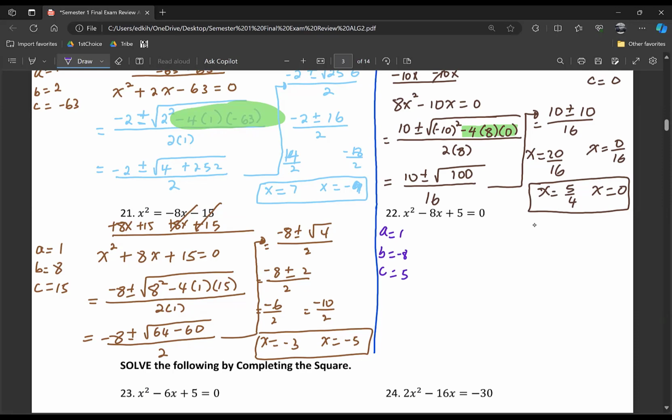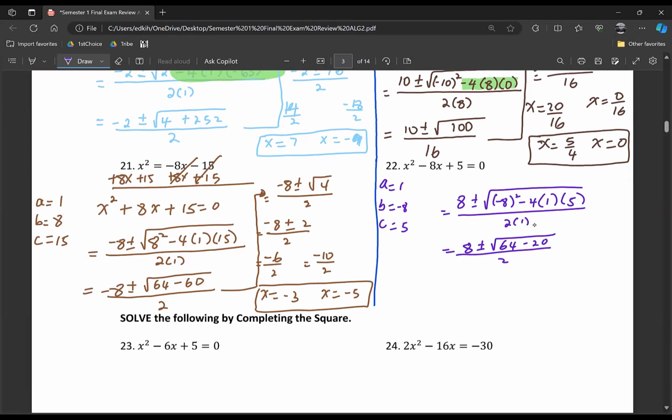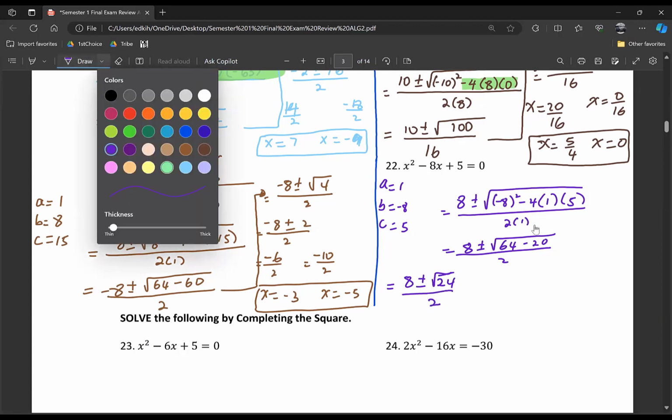So working fast, negative b is negative 8, so it becomes a positive 8, plus or minus the square root of negative 8 squared minus 4 times 1 times 5, all of this divided by 2 times 1. So we then have 8 plus or minus the square root of 64 minus 20, all of this divided by 2. So we end up having, and move this over here, 8 plus or minus the square root of 24 over 2. And we've got to simplify this square root of 24.